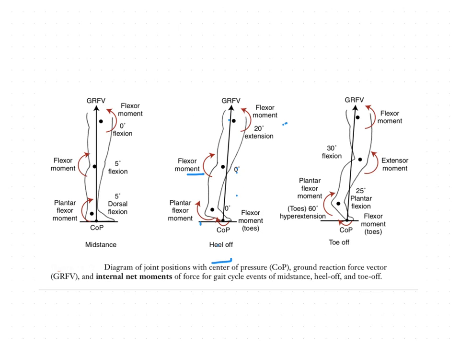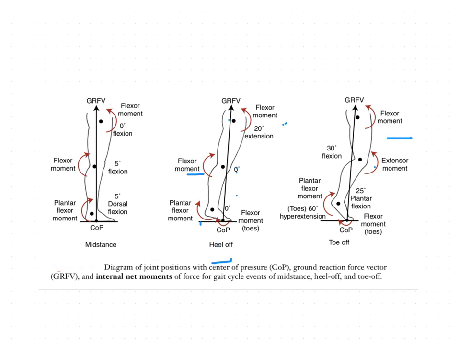And now here you can see at the toe off, almost all 60 degrees of hyperextension, which causes 25 degrees of plantar flexion and 30 degrees of flexion. The extensor moment is taking place at the knee joint, and flexor moment at the hip joint. So these are all the forces. One is the ground reaction force, which is creating the motion, and that one is balanced by the internal net moments by the opposite groups. So these are the things which are taking place during gait.